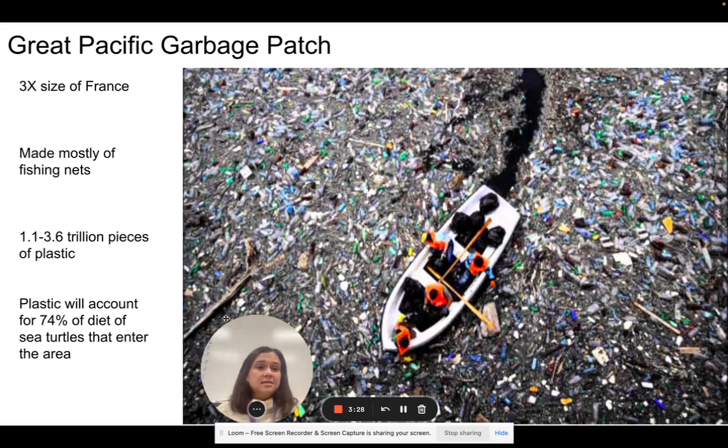Now, plastic doesn't ever truly go away. Some of the bigger pieces are going to get eaten by living things, but a lot of the others are going to get degraded by the ocean's movement over time, and eventually will just become microplastics, which are not good either. Plastic will account for 74% of the diet of sea turtles that enter that particular area. And that's just sea turtles. Anything else that eats stuff out of the water is going to eat some of this plastic too.